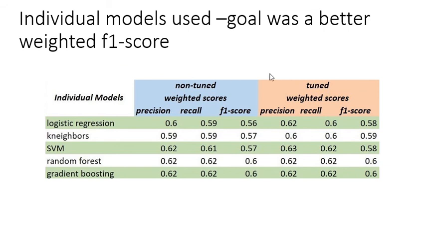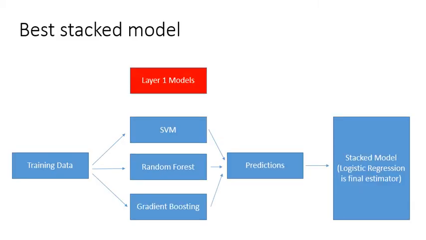After finding slightly better hyperparameter values, we then tried to experiment with stacking, and this is the best stack model that we came up with. Before finding the best stack model, we were just experimenting and rotating classifiers. For example, SVM instead of being layer 1 would be the final estimator, and then random forest would be the final one, and then gradient boosting and so on. And the same thing from layer 1 to layer 2, just trying different combinations.